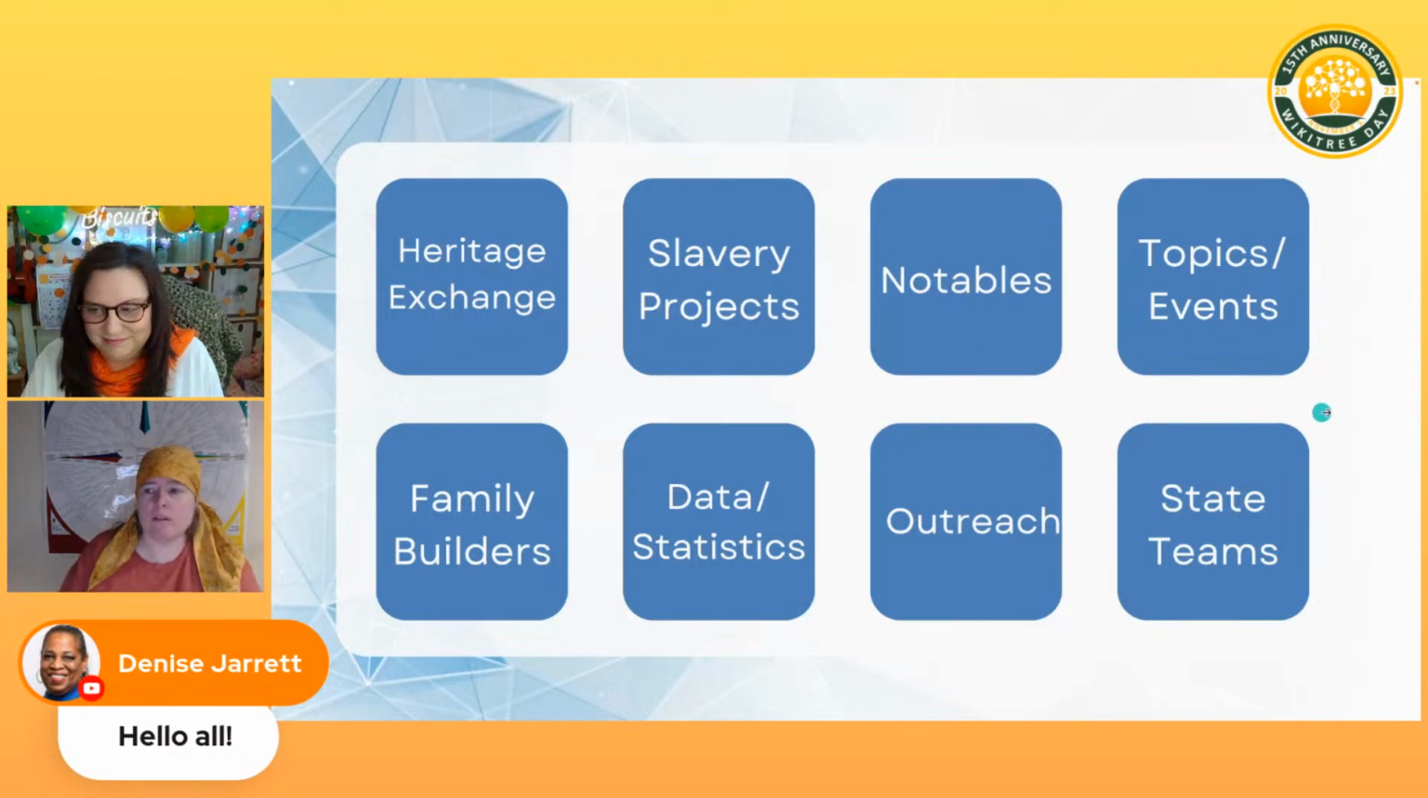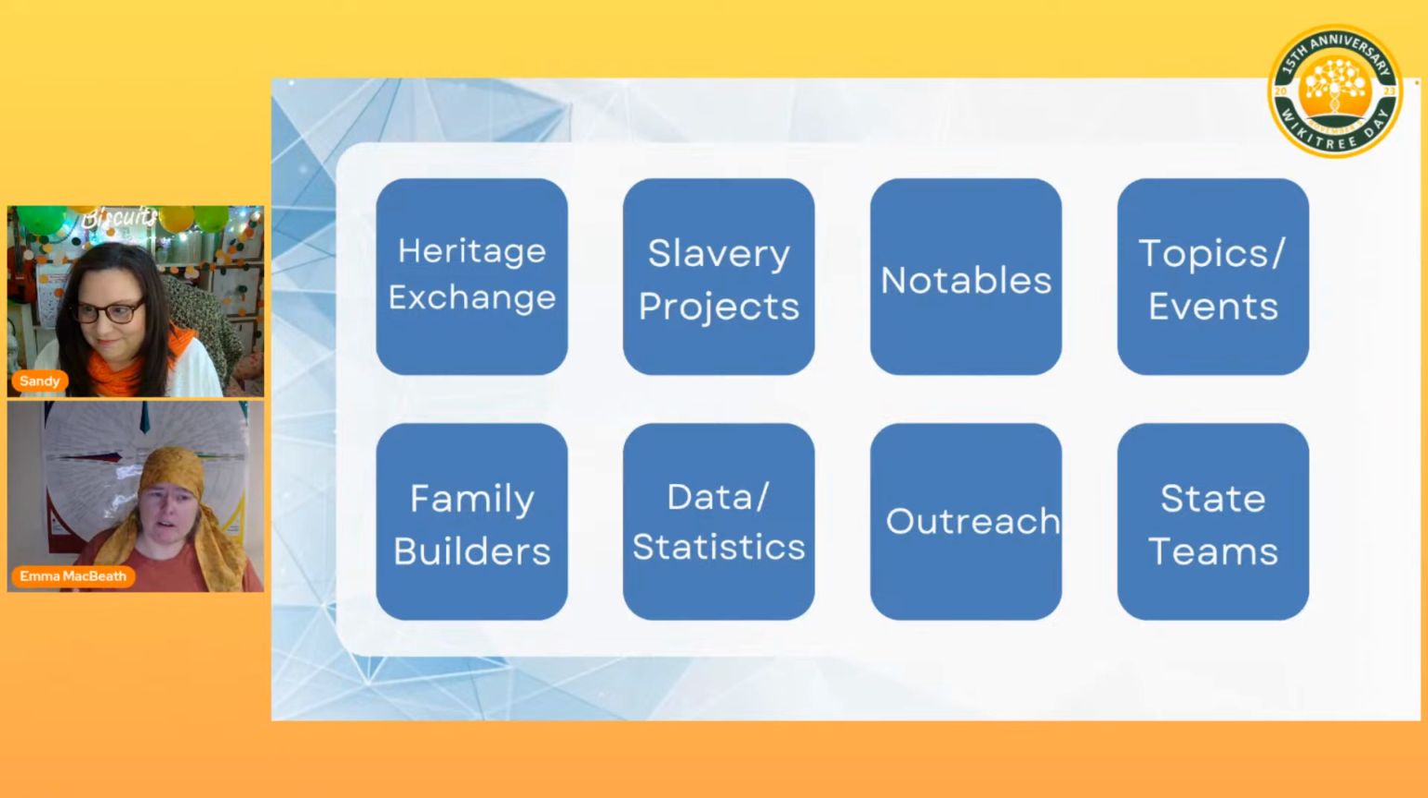So our first team here is the Heritage Exchange team. And this covers all slavery era genealogy. So basically anything that's Civil War era or prior is going to be covered by the Heritage Exchange team, because during that time, people were either enslaved or they were what was called free people of color. And so we have particular ways that we're documenting them to make sure that we can track them forward in time and get them connected to their descendants.